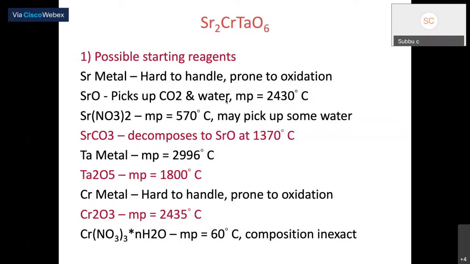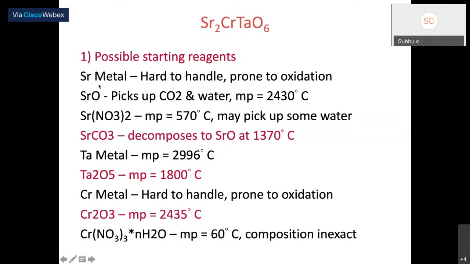In this case, I have three solids as starting materials: strontium oxide, chromium oxide, and tantalum oxide. Previously, there were only two oxides, now I want to mix three oxides. The first point to understand is not to start with the metals like strontium metal, chromium metal, and tantalum metal. You need to choose some kind of a precursor, some kind of a starting material.